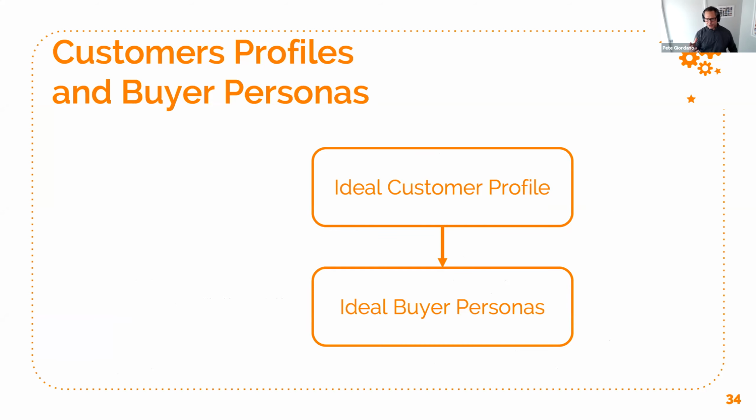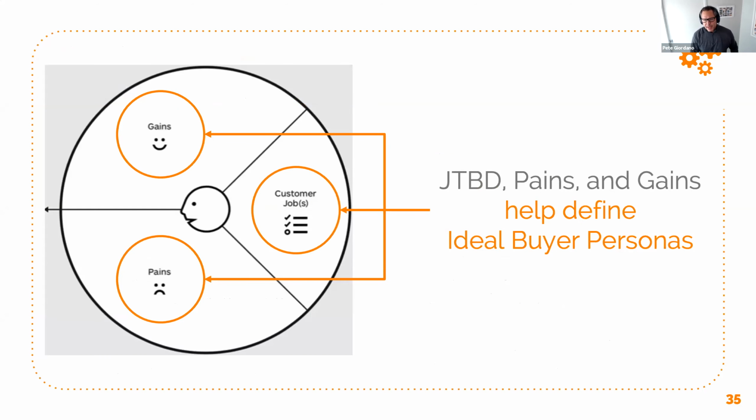And really, it's related this way, right? You've got these customer profiles up here, and then you've got a set of buyer personas, one or more buyer personas per customer profile. And if you guys are familiar with the jobs to be done framework and using the value proposition canvas, this obviously helps us understand this buyer persona, right? The jobs, the pains, the gains.